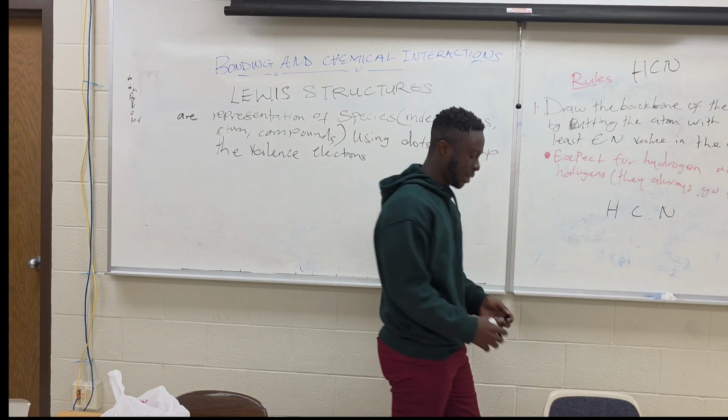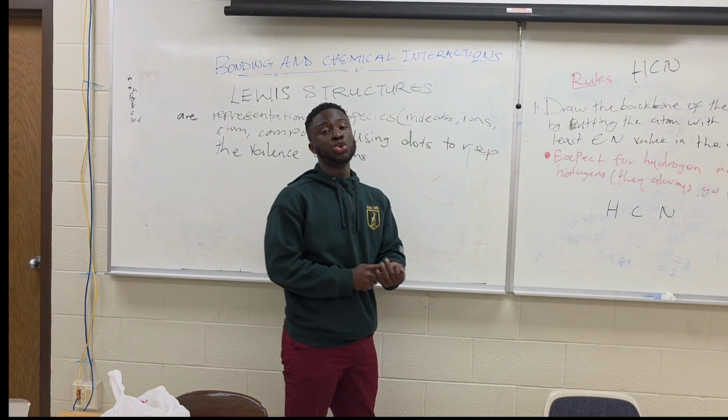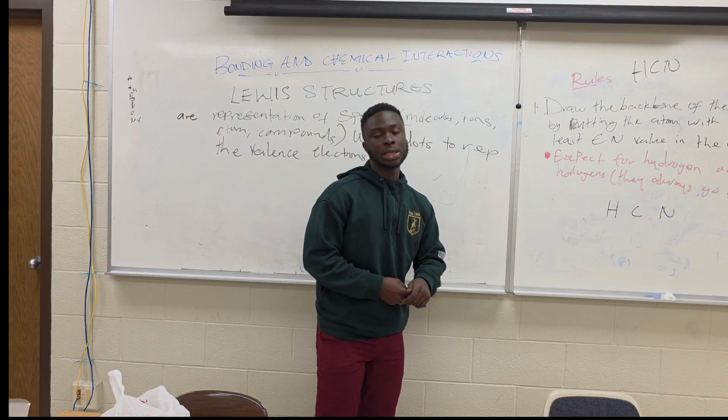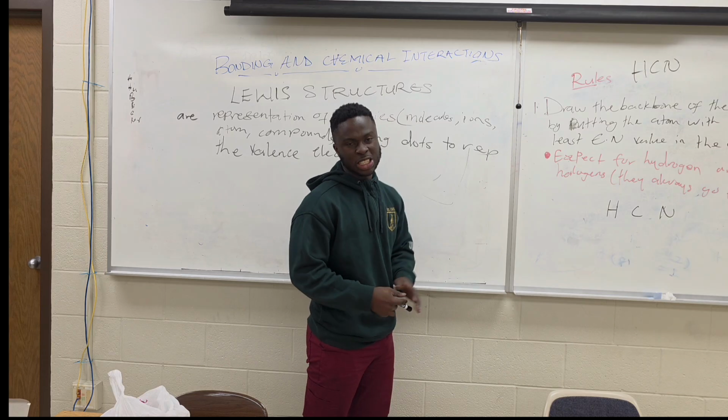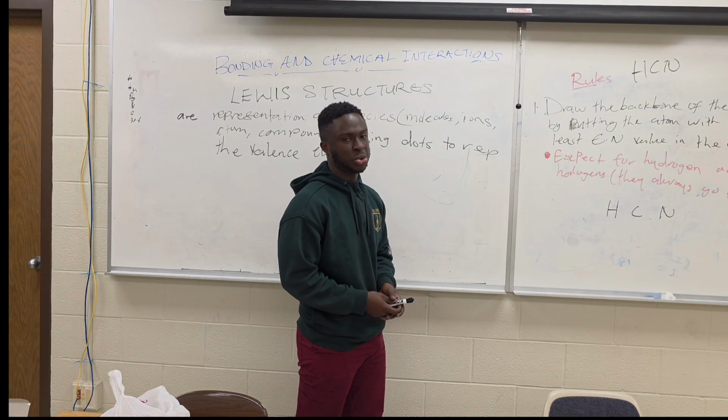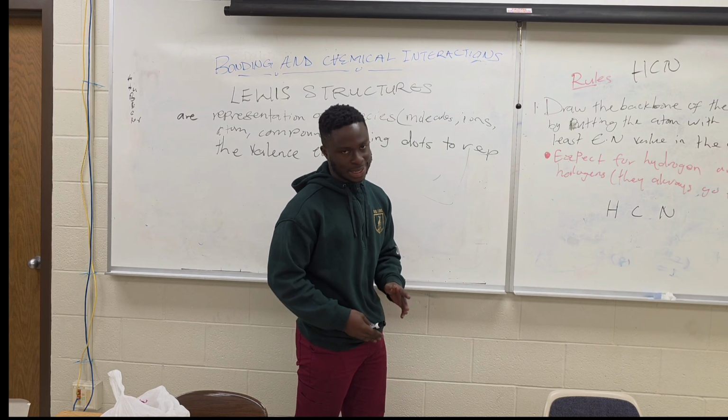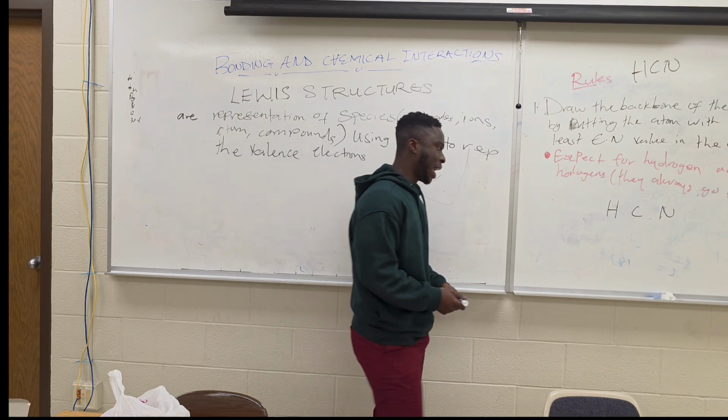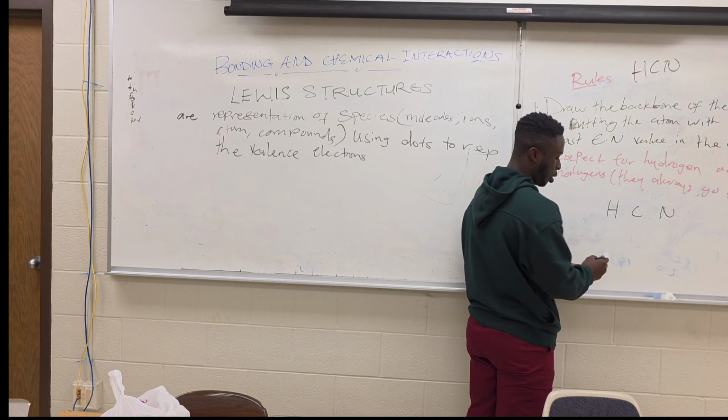Rule number 1 is done. Rule number 2 is draw single bonds in between them, or just put a lone pair of electrons in between them. It's interchangeable. So what I do is I draw a single bond in between them.